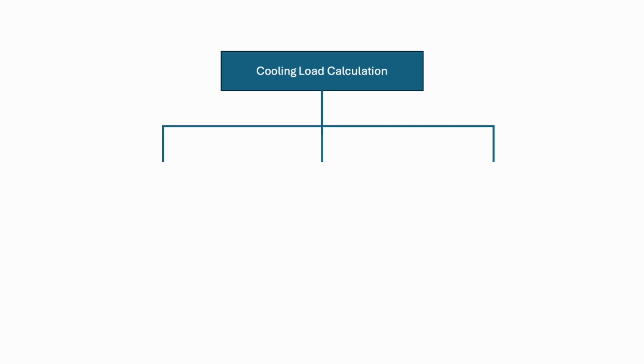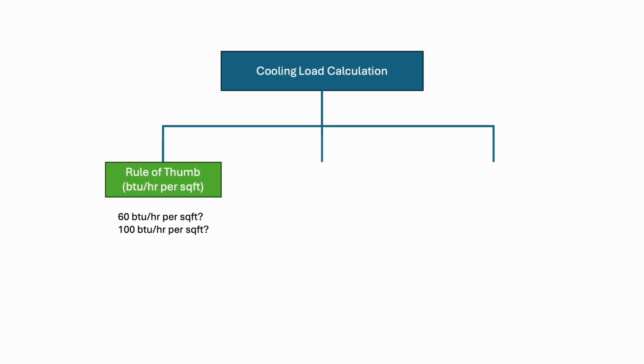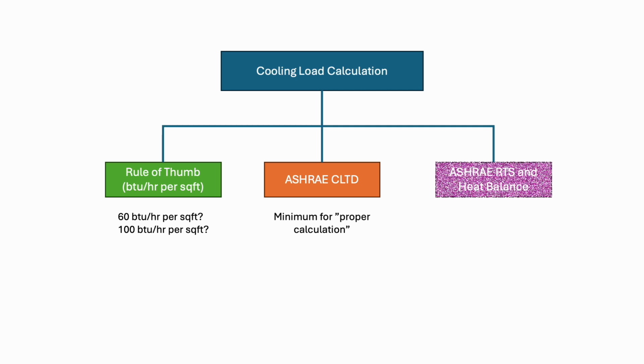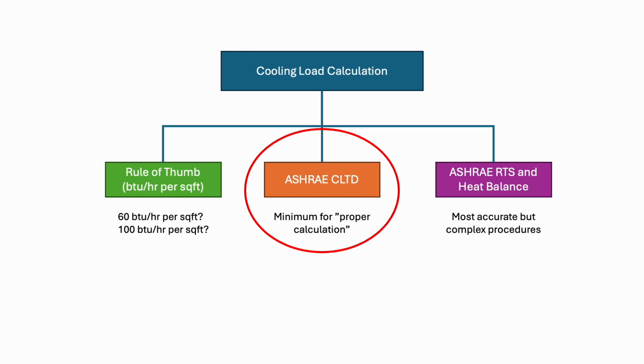The first method is rule of thumb. It is the simplest, but you need a lot of experience to do it right. The second method is CLTD, which is the easiest in terms of proper calculation. The third method is RTS and heat balance. They are the most accurate, but often need computer software to help with the complex calculation. For this video, we'll use the CLTD method to calculate and then cross-check with the rule of thumb value.